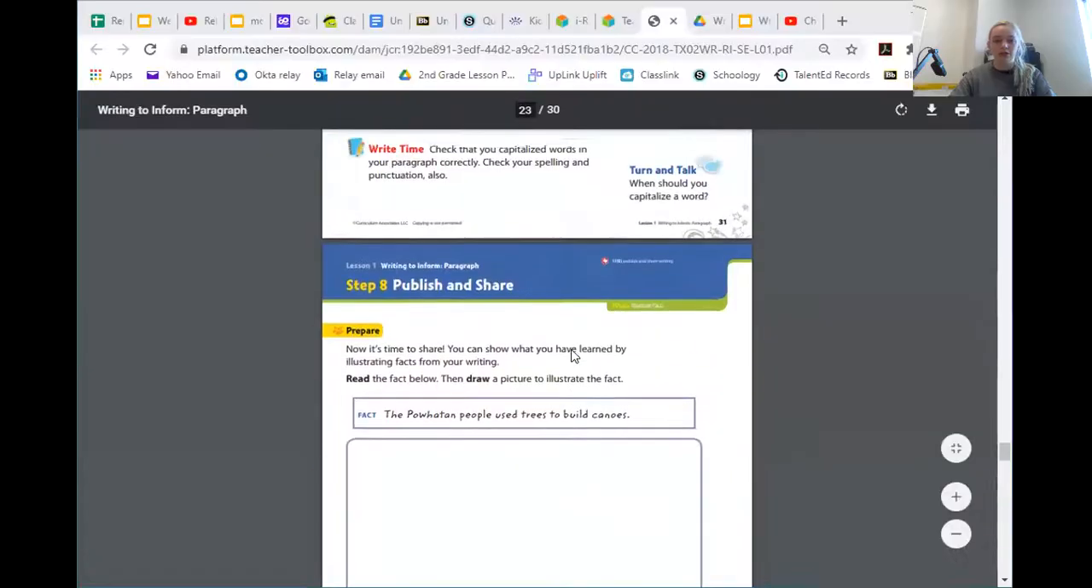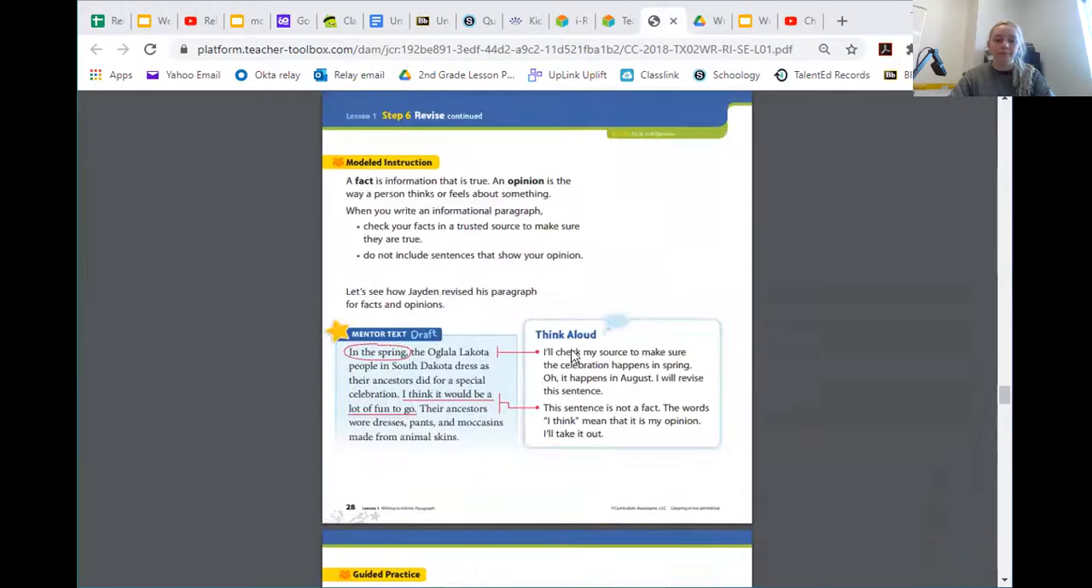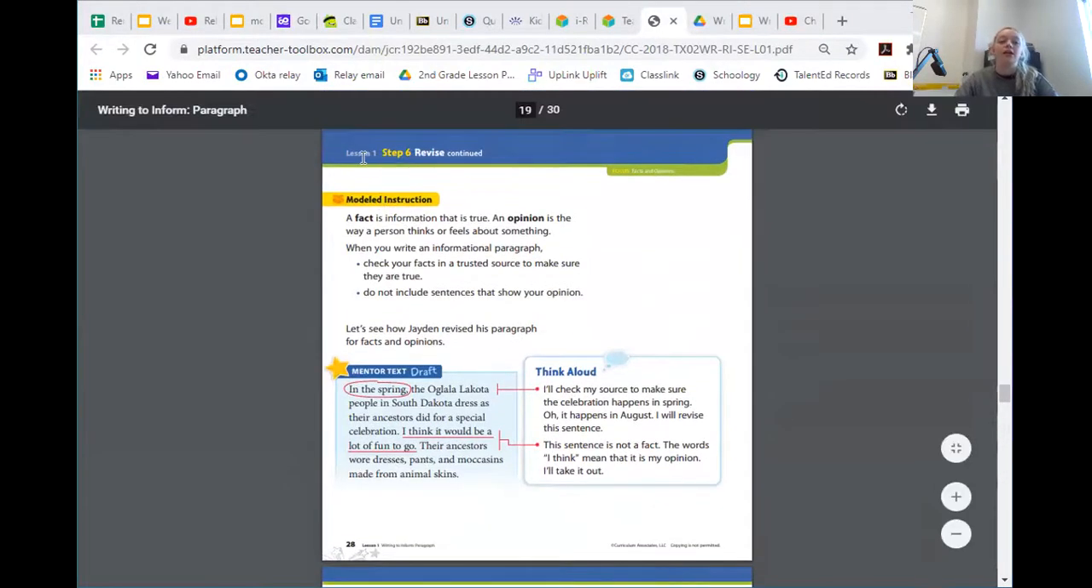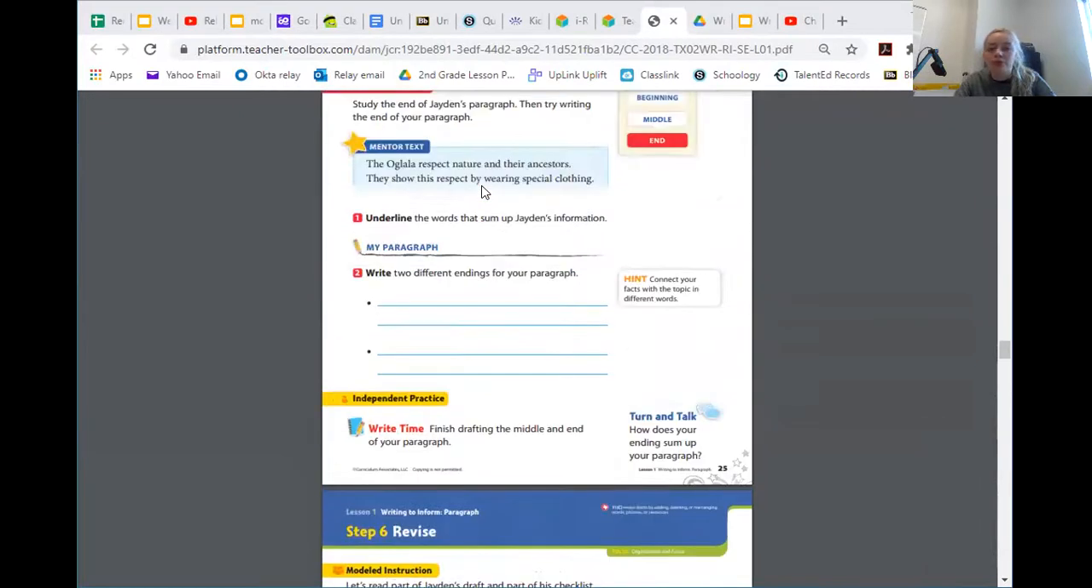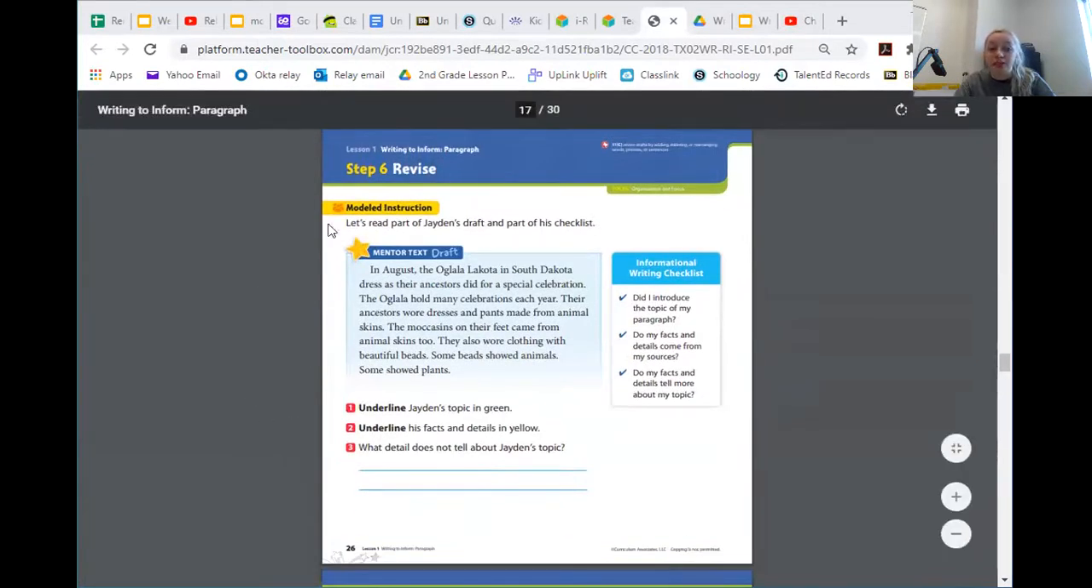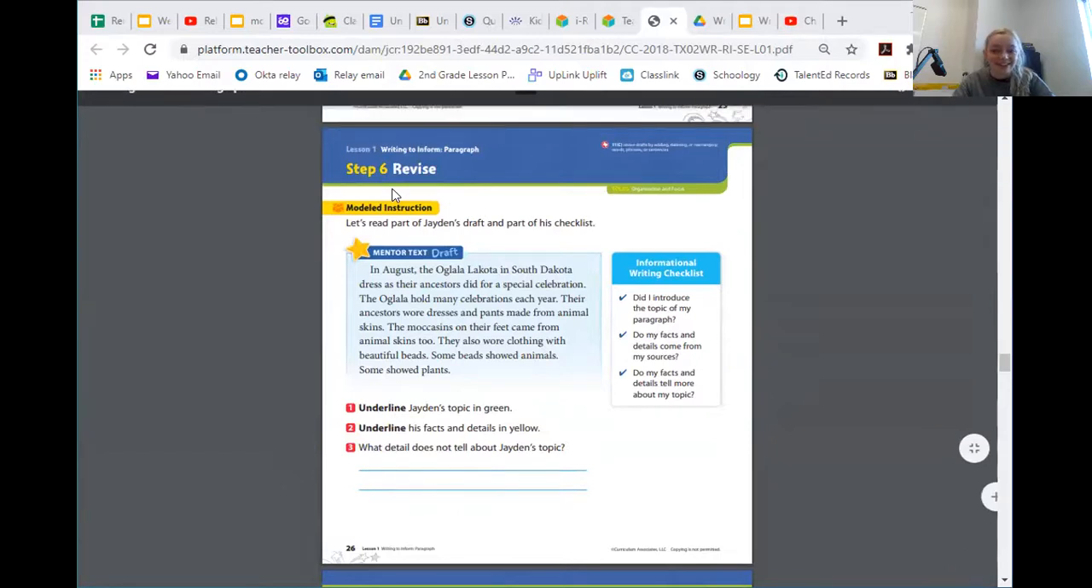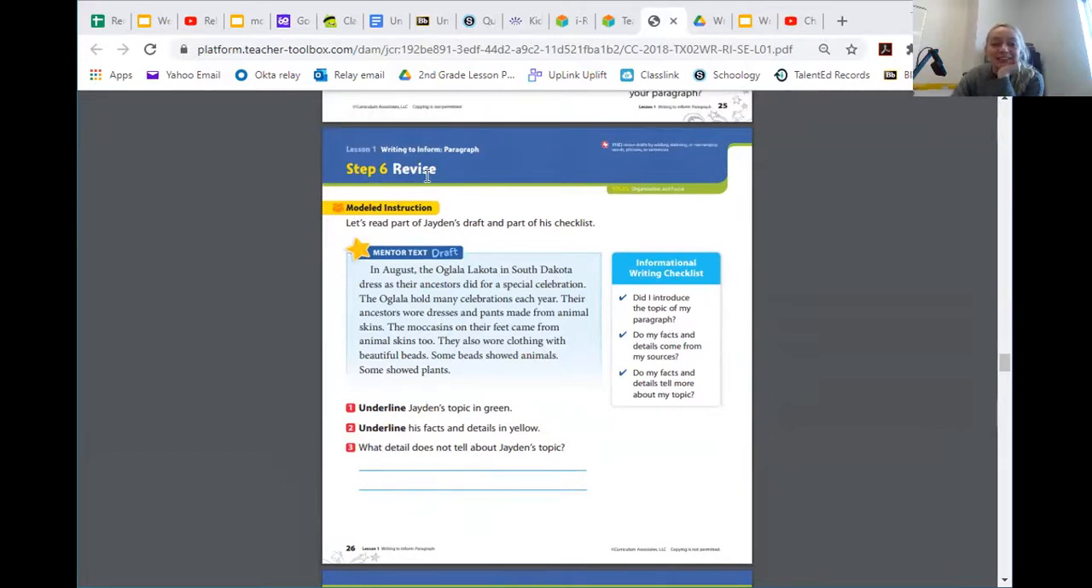So we are flipping in our books from page 8 to page 28. I'll share my screen so you can see what it should look like. It should be this right here. It says step 6. Oh, I'm sorry, guys. That was the wrong page. I meant page 26 because we are just now starting step 6. It says step 6, revise. Okay, so when we write an informational paragraph, we want to make sure that everything we're writing is true.